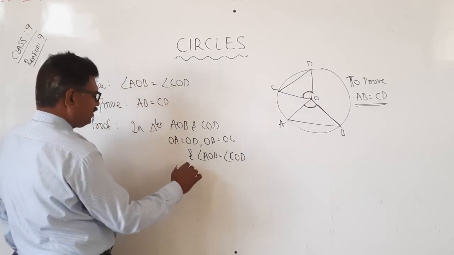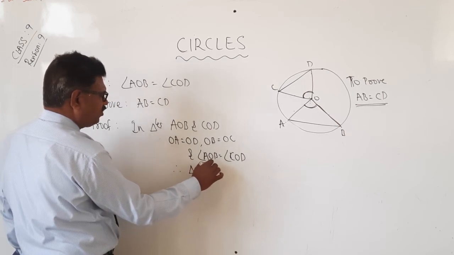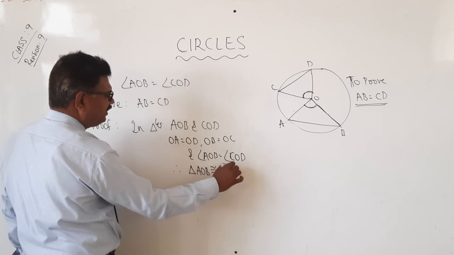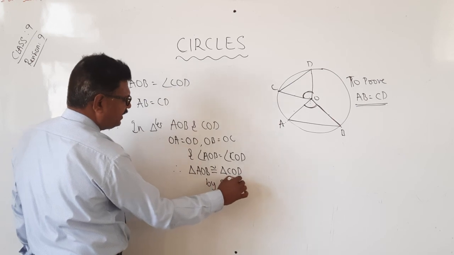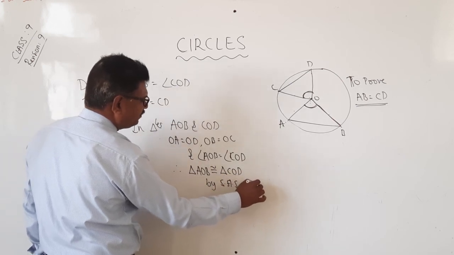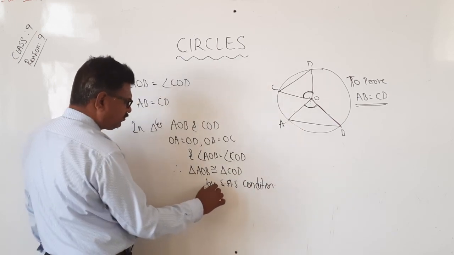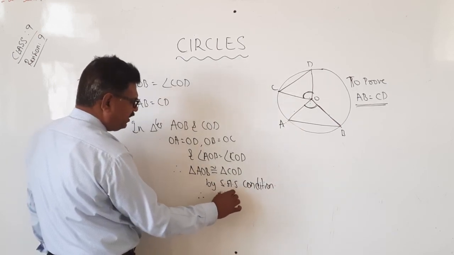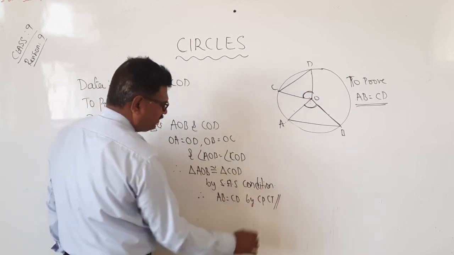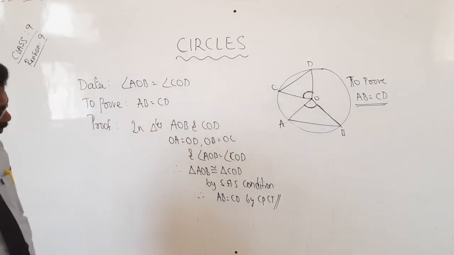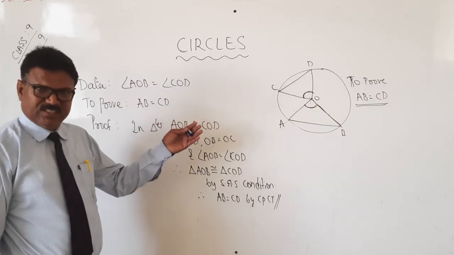Therefore, triangle AOB is congruent to triangle COD by SAS condition. Therefore, AB will be equal to CD by CPCT, which means corresponding parts of congruent triangles. Okay, then? Is it easy?